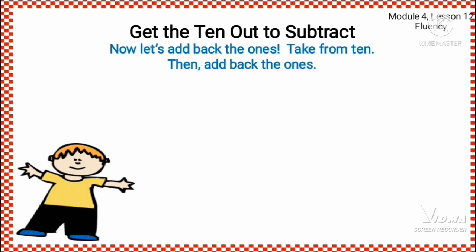Now, let's add back the ones that we did not add before. So we'll take from the 10, then add back the ones. 12 minus 4. We already said that 10 minus 4 equals 6, plus 2 equals 8. 13 minus 7. 10 minus 7 equals 3, plus 3, 6.